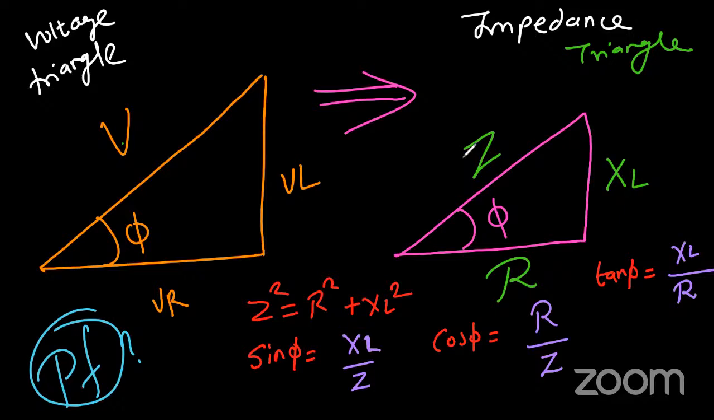I want to find the power factor by using the impedance triangle. So which formula is useful?